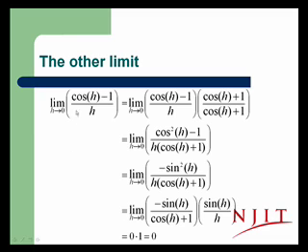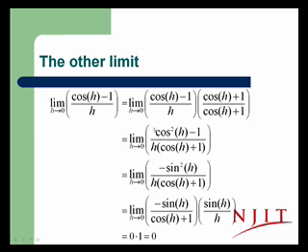The other limit, the limit as h goes to 0 of cosine of h minus 1 over h, well, in order to deal with that one, we multiply by the conjugate, cosine of h plus 1 over cosine of h plus 1. The numerator becomes cosine squared of h minus 1. The denominator is just h times cosine of h plus 1.